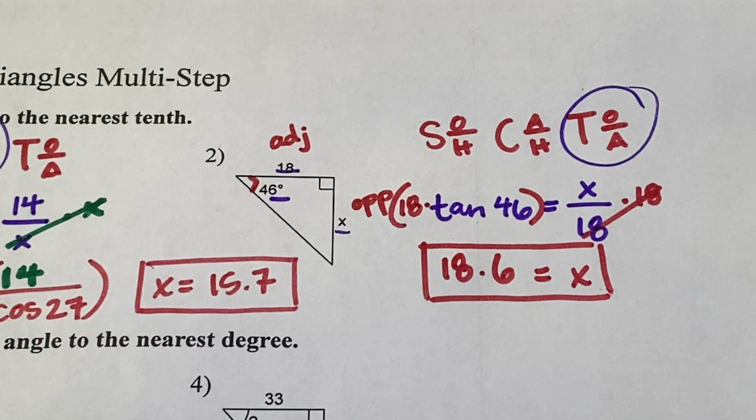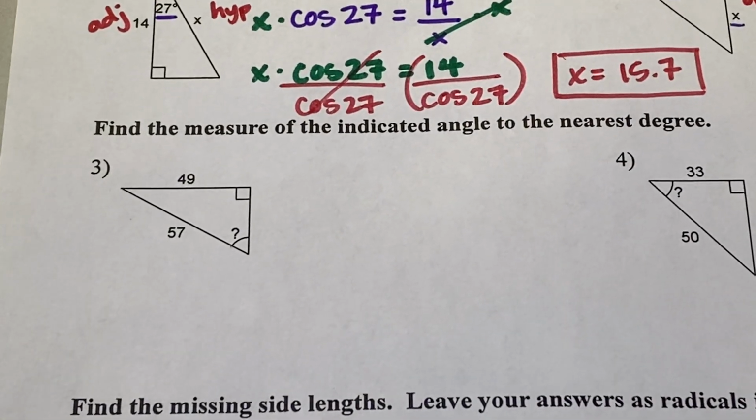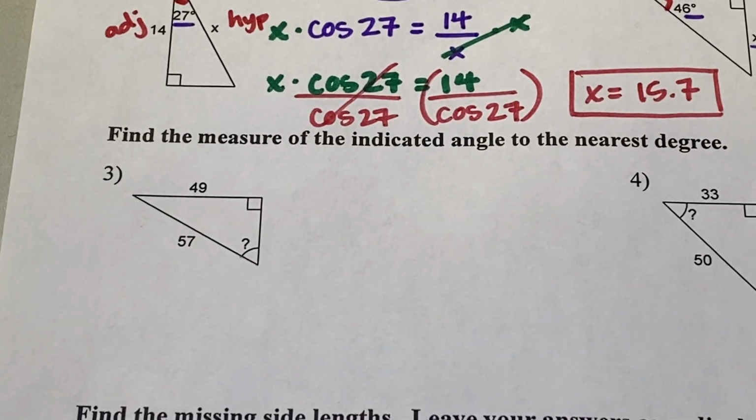You guys are awesome. Okay, but now let's look at numbers 3 and 4. It's not asking us to find a missing side. What is it asking us to find? Missing degree. Which tells us what? It's not a side, it's an angle. Okay? So we're not finding a missing side, we're finding a missing angle now.